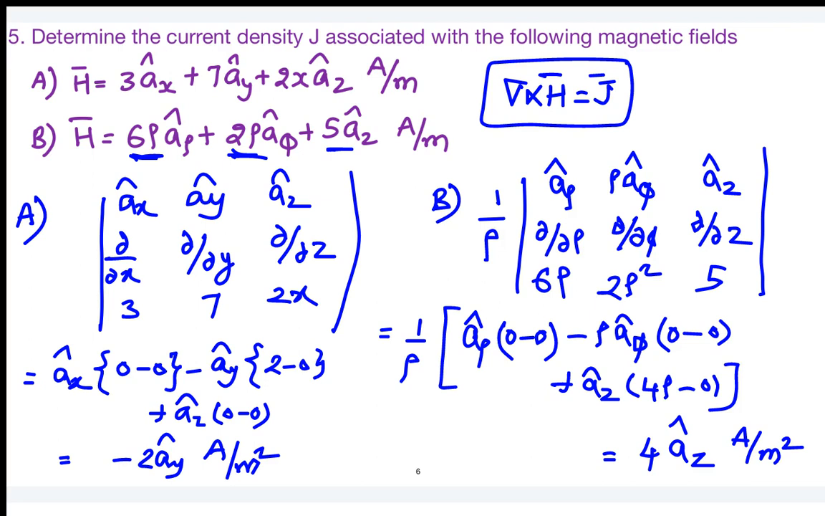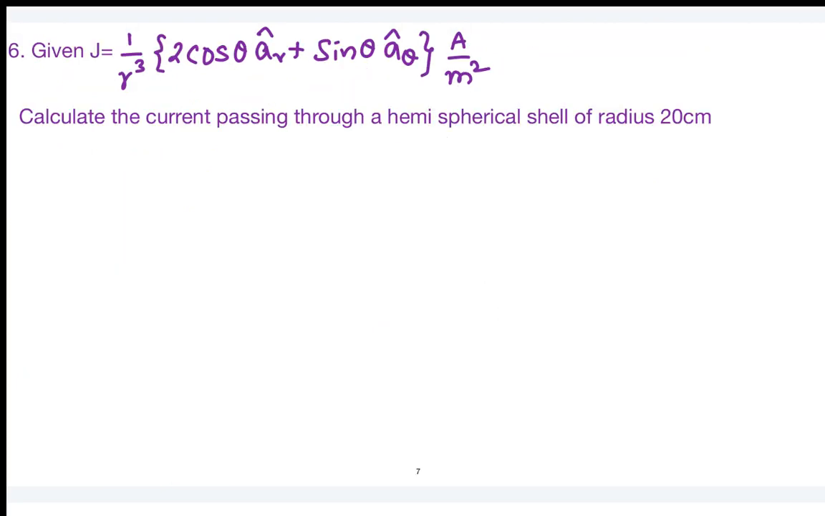Yeah. Okay, then we will go to the next question then. Next one. So there is a current density which is given. Again, this is a volumetric current, and you need to pass the current through a hemispherical shell of radius 20 centimeter. So first of all, I want to characterize what you mean by a hemispherical shell.